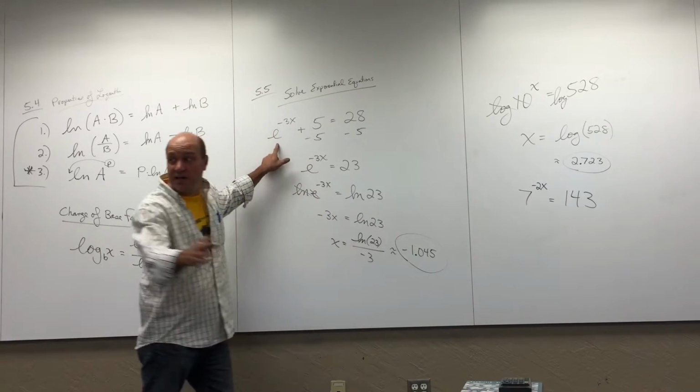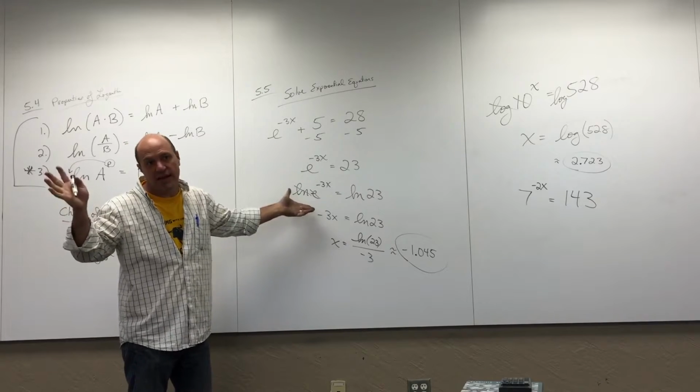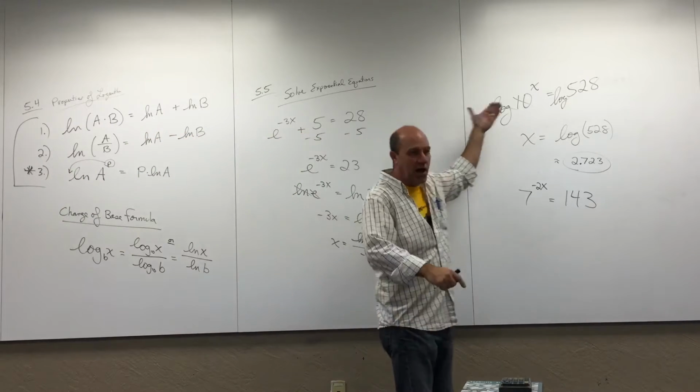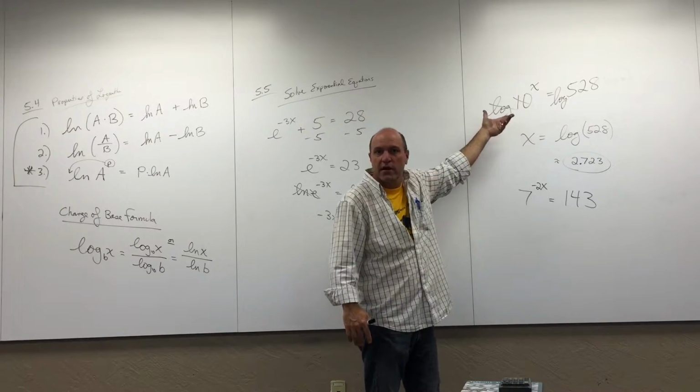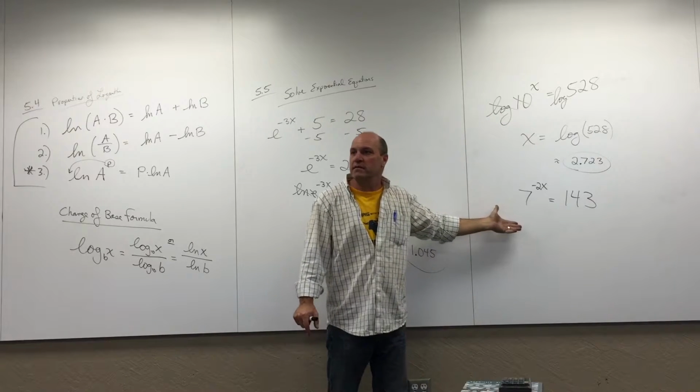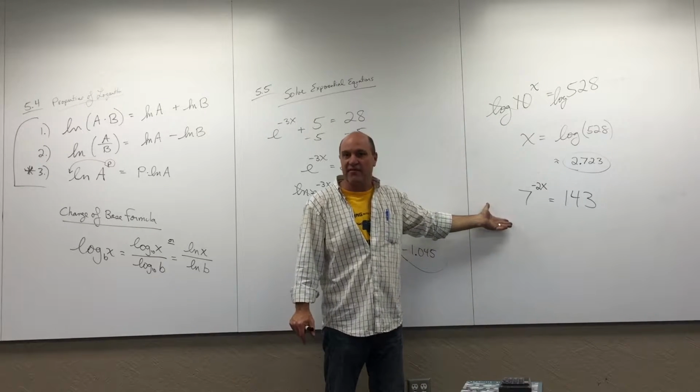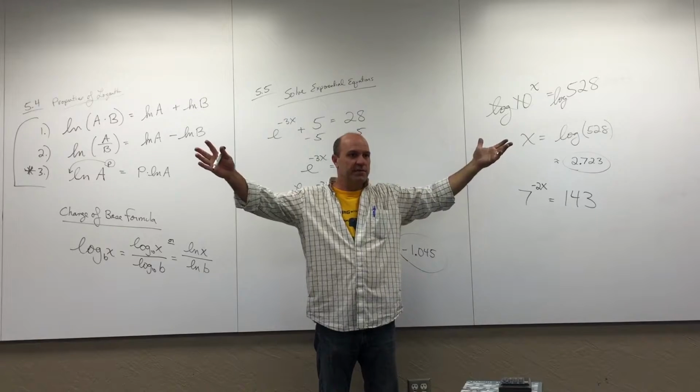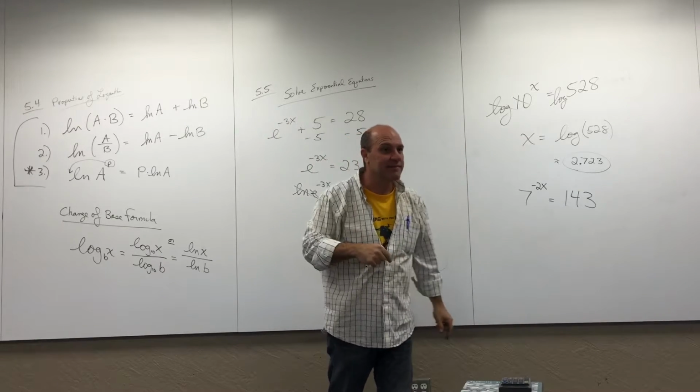To kill the e, we needed log base e, which is called the natural log. To kill the 10, we needed log base 10, which is just log. So to kill the 7, maybe we need log base 7. So whatever the base number is, that's the log that will kill it.